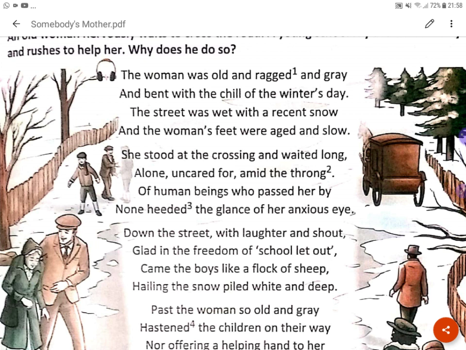Now let us read the next stanza. She stood at the crossing and waited long, alone, uncared for, amid the throng of human beings who passed her by.